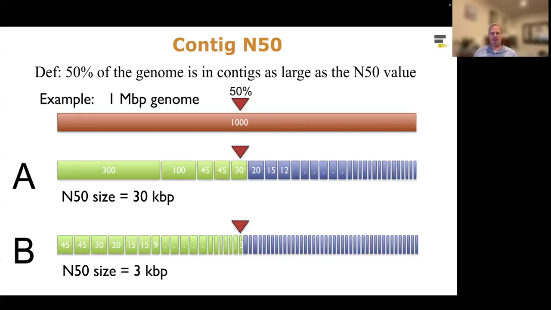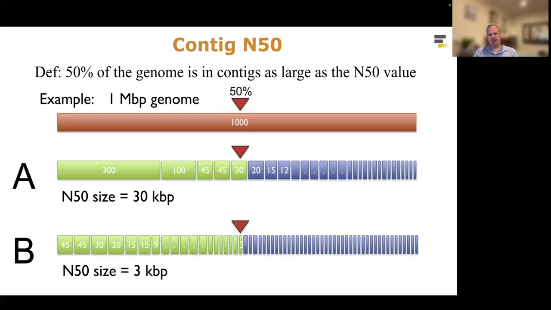Now, of course, what we want is to assemble the whole chromosome or the whole genome into one big contig. But in practice, because of repeats and other complexities, you're not necessarily going to be able to get the whole genome, the whole chromosome, into a single contig. Your assembly is often going to be in many pieces. Those are called contigs. Some of those contigs will be large, some will be smaller, and you want to be able to quickly summarize that size distribution.